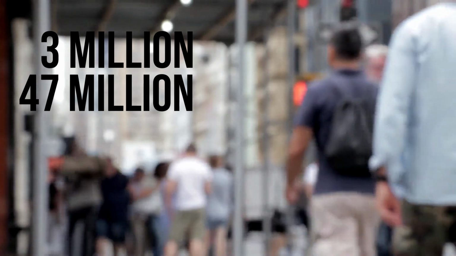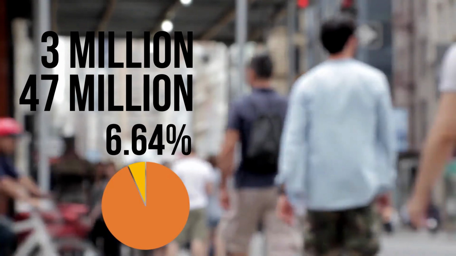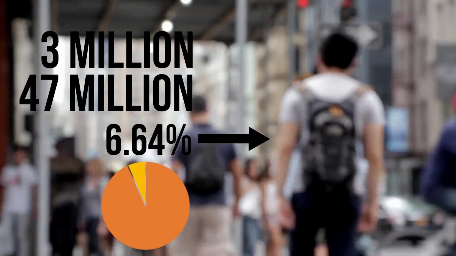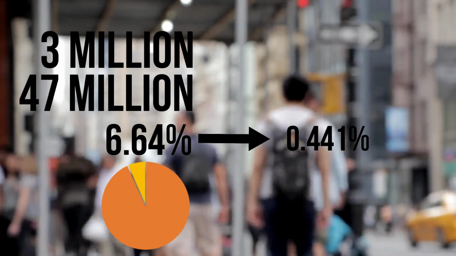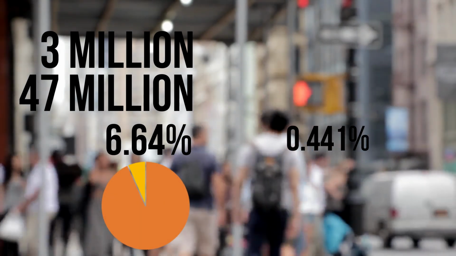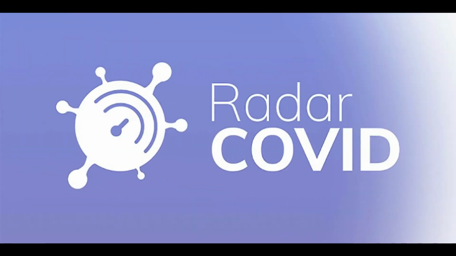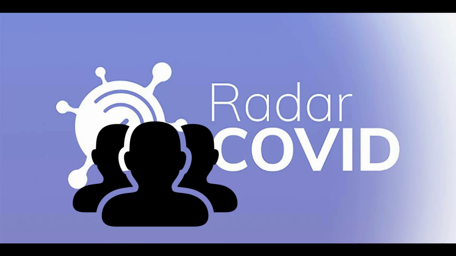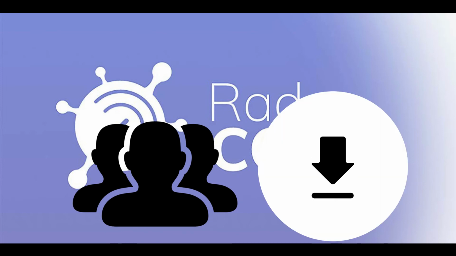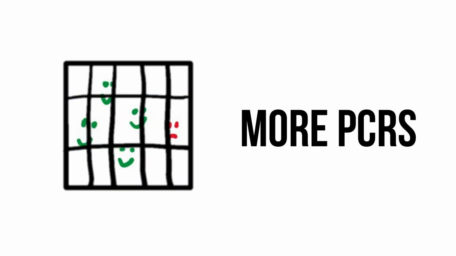Secondly, in the real world, the exact number of people with the app is uncertain, but in Spain it's lower than 3 million people out of the almost 47 million living here. That's about 6.64%, leading to a 0.441% of radar effective encounters. Not much of a difference as you see, but if enough people downloaded it, it could definitely be effective, at the cost of having a lot of healthy population confined and doing a lot of PCRs.